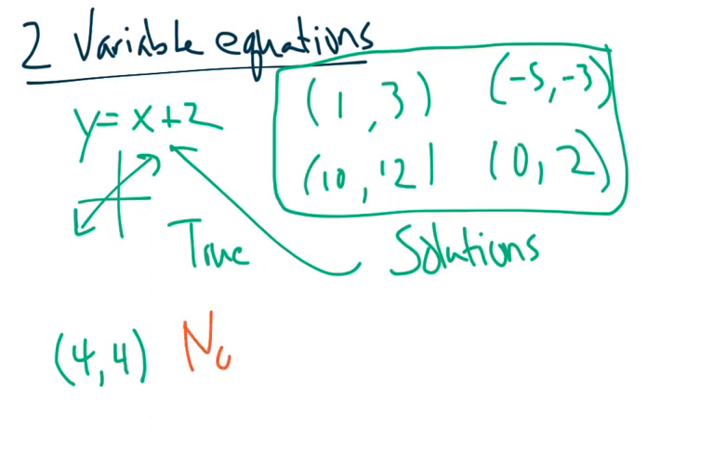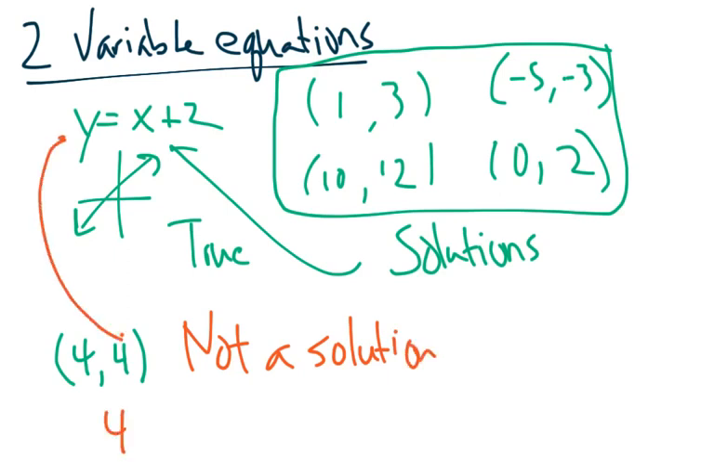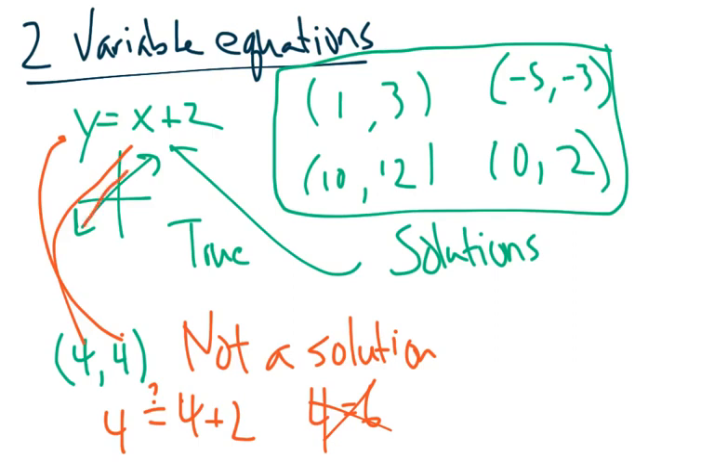Now, if I tried something like the point 4, 4, that's not a solution. So let's write that out. Not a solution. Because I'll take this y value, 4 equals, take this x value, 4 plus 2, with a question mark there because we're asking ourselves that. We get 4 equals 6. That's not the case. So that point would not be on this line right here.